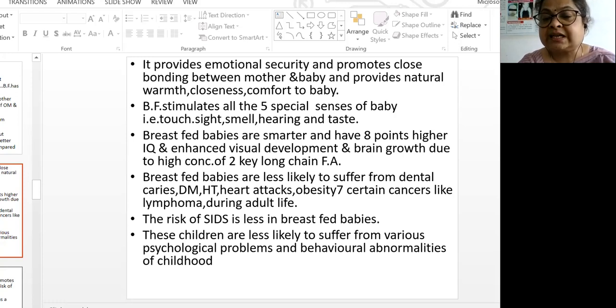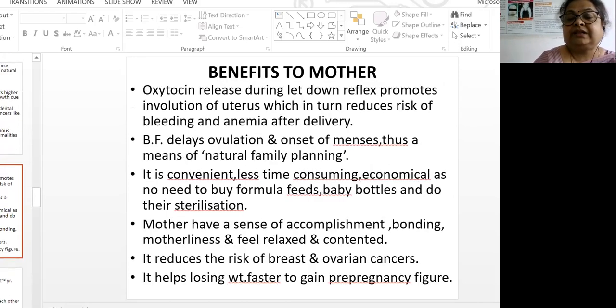Breastfed babies are less likely to suffer from dental caries, diabetes, hypertension, heart attacks, obesity, and certain cancers like lymphoma during adult life. The risk of SIDS, that is sudden infant death syndrome, is also less in breastfed babies. And these children are less likely to suffer from various psychological problems and behavioral abnormalities of childhood. Now, there are benefits to the mother also. What are the benefits to the mother?